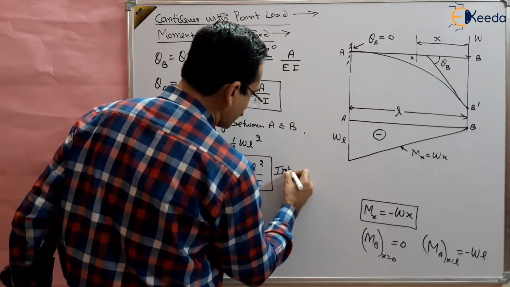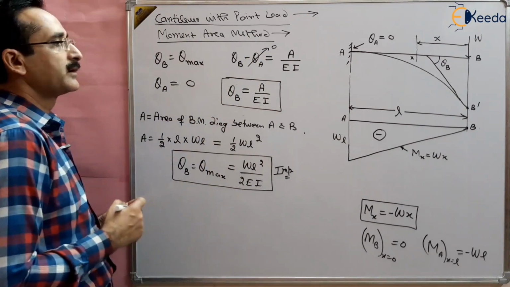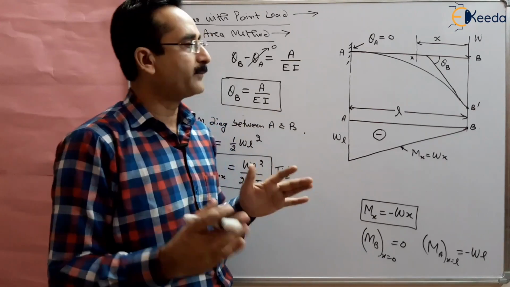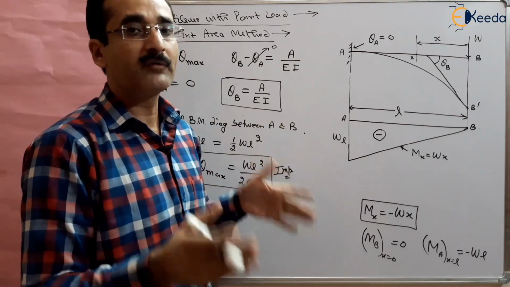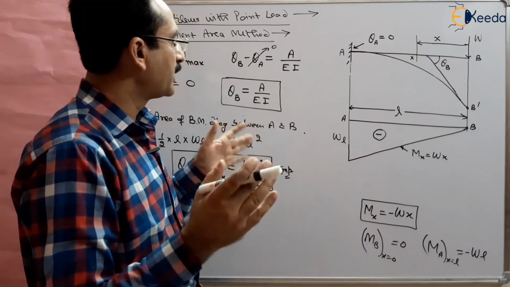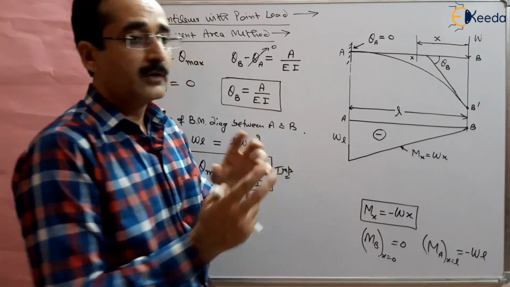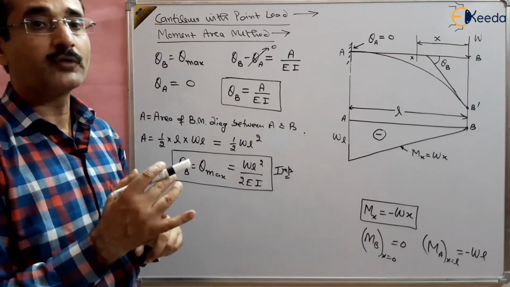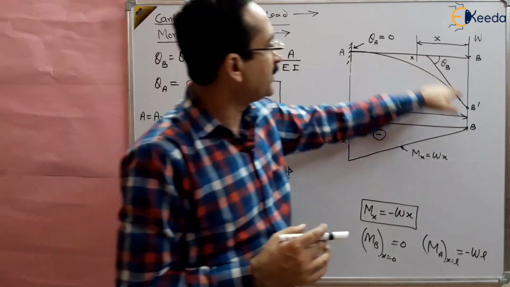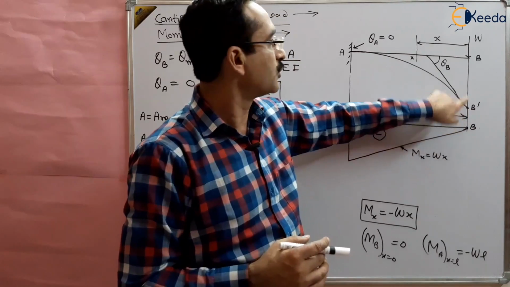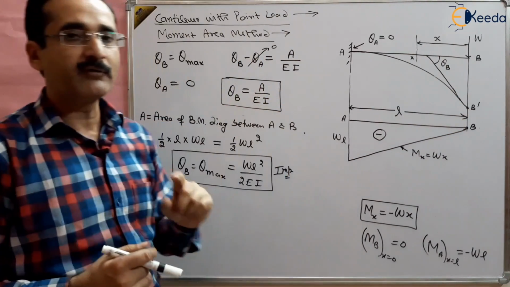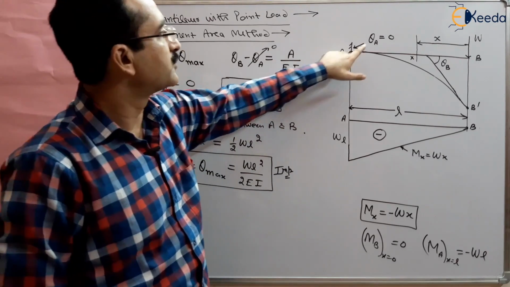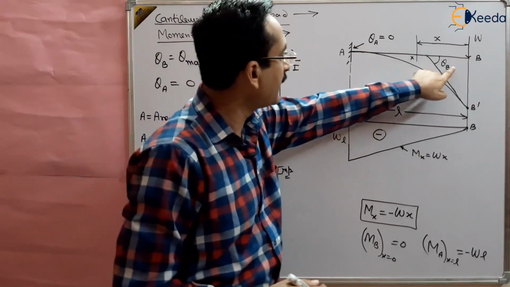using Mohr's theorem. Mohr's theorem says that the difference of slope between 2 points is the area of the bending moment diagram between these 2 points. What 2 points have we chosen? One point is where we want to find the maximum slope, so theta B is the point where the maximum slope is there. Another point we have chosen where the slope is 0. At the fixed point we know the slope is 0, so we have chosen 2 points, theta B and theta A.